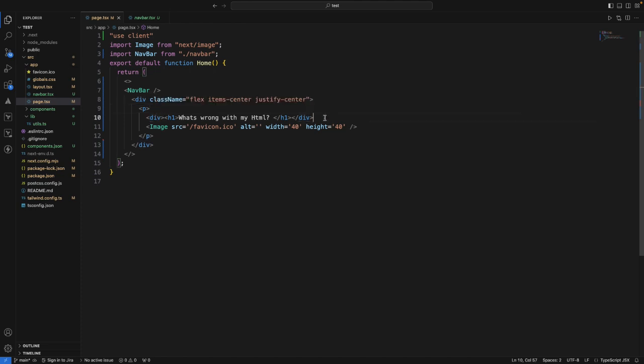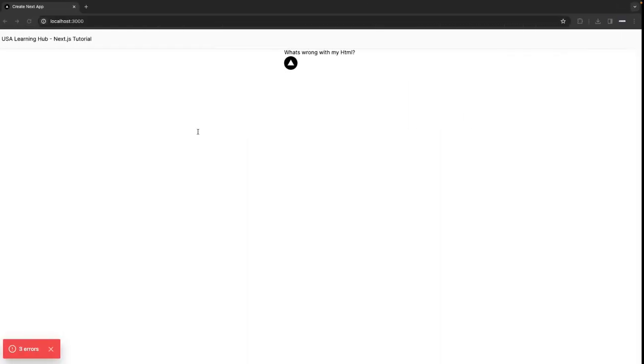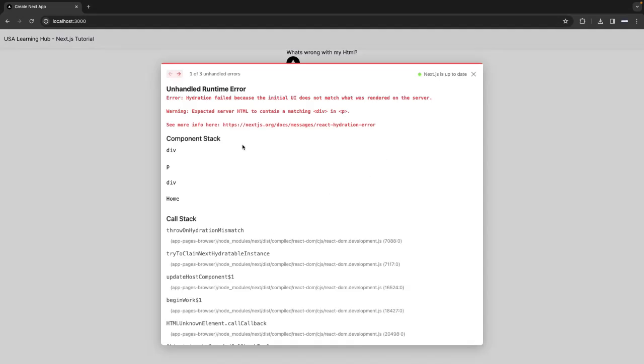div within it. So this is not the right way, because the p tag is just for plain text to print or to display. If you check the error, what it is saying, component stack, there is a div tag, within this there is a p tag, and within this there is a div tag. So this is not allowed. Okay, this p tag should be at the bottom. We cannot keep a div tag within the p tag.